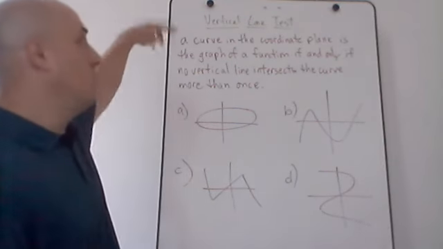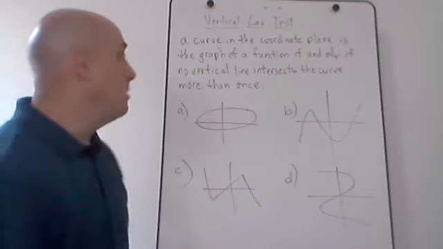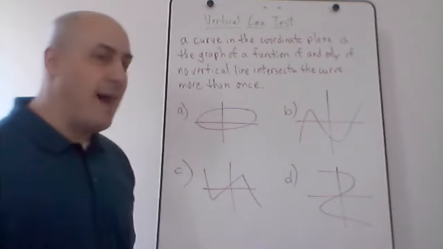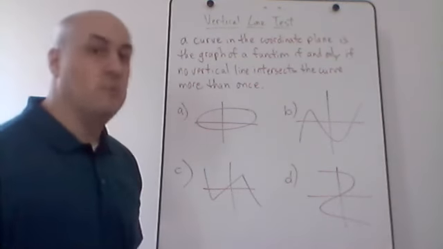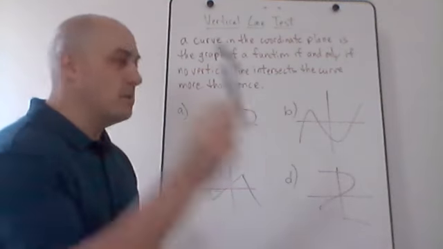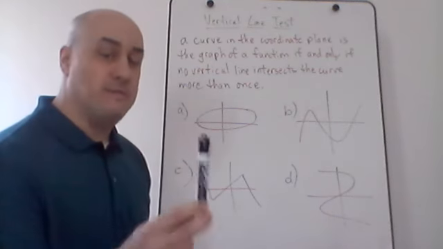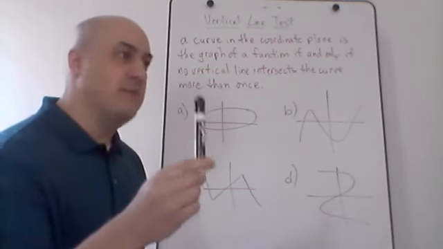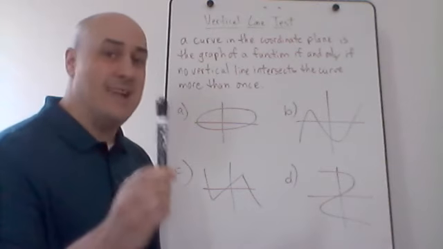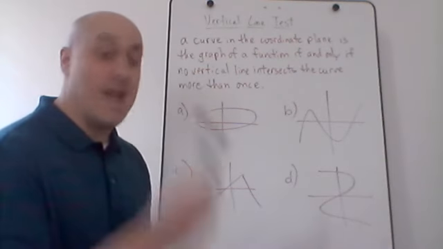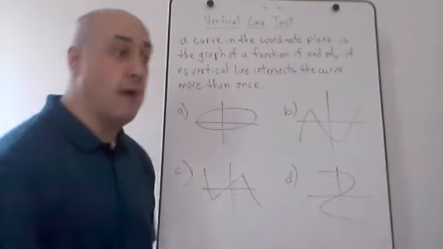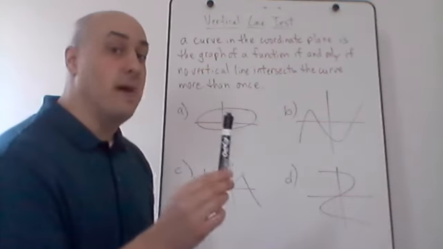All right, so what the vertical line test says is a curve in the coordinate plane is a graph of a function if and only if no vertical line intersects the curve more than once, right? So a vertical line, remember, vertical means straight up and down. So a vertical line represents one single x value, right? Remember, if you haven't seen the video I did on the equations of horizontal and vertical lines, the equation of a vertical line is x equals some number, like x equals 5 or x equals -2. If you graph those, they're vertical lines straight up and down. So that vertical line represents one single x value.